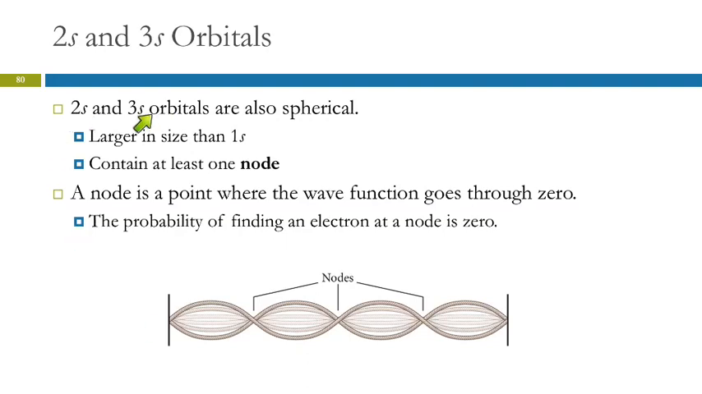So the 2s and the 3s orbitals, also spherical, but they're like the higher harmonics of the wave on the string. And so now they have nodes. So the 2s orbital has one node, and the 3s orbital has two nodes. A node is just a point where that wave function goes through zero. So there's zero probability of finding the electron there, which seems kind of weird. It's a particle. How can it be on this side and on that side? But we saw the string can do it, right? The wave is here and here, but there's no waving going on right there at the node.